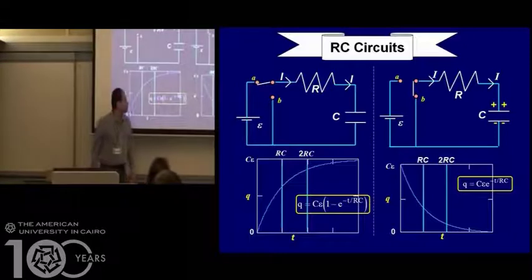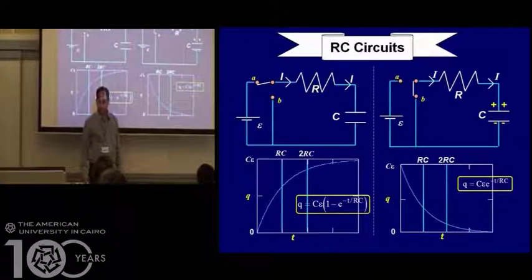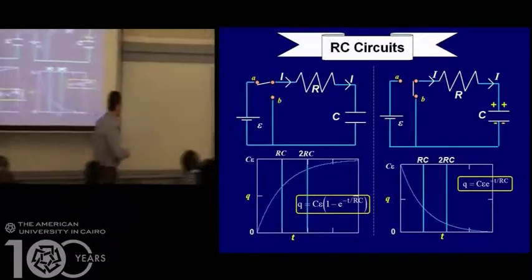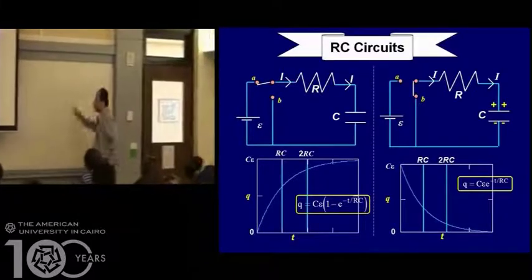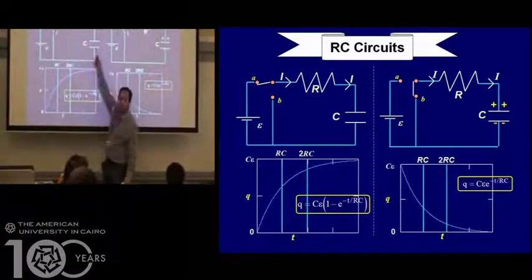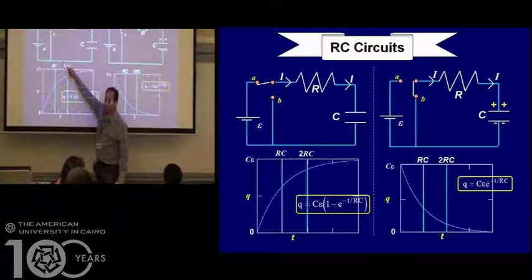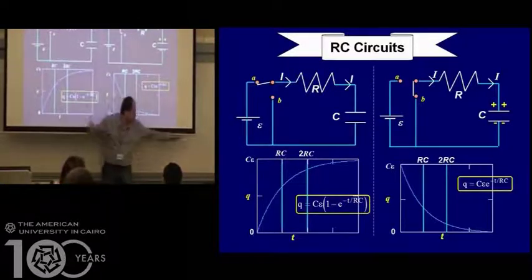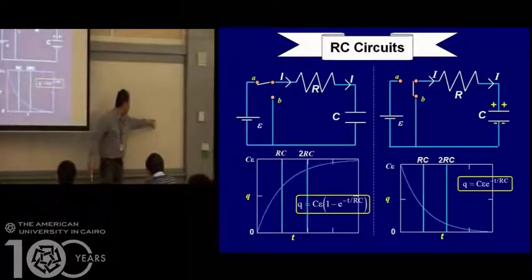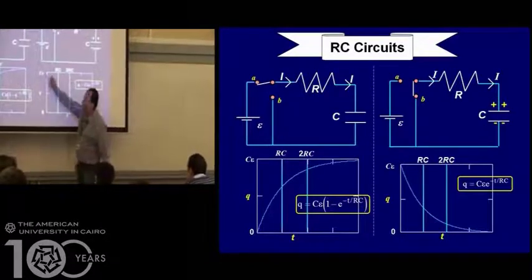C times E is the maximum. Yes, to answer you, what will be the potential across the capacitor after a very long time? E. What will be the charge in the capacitor? C times E. That's why you have CE in here.